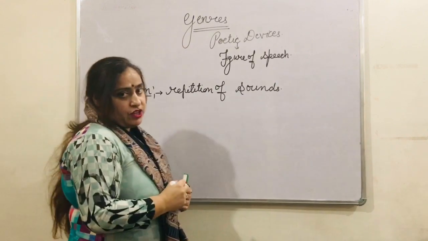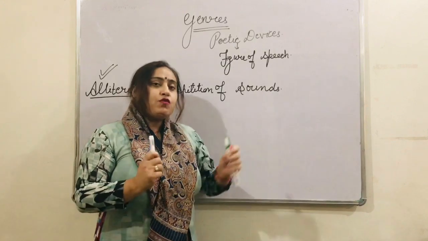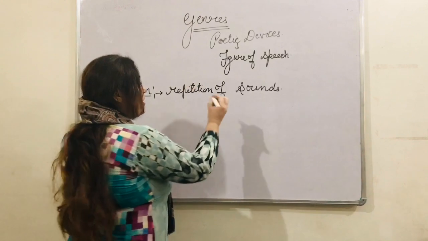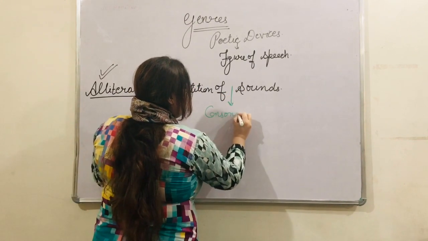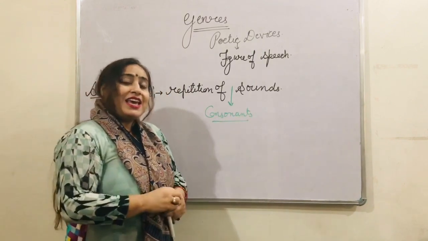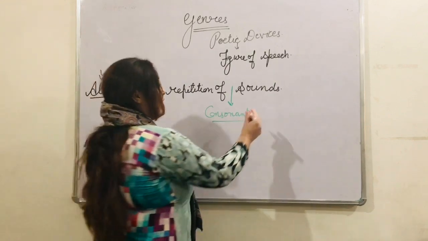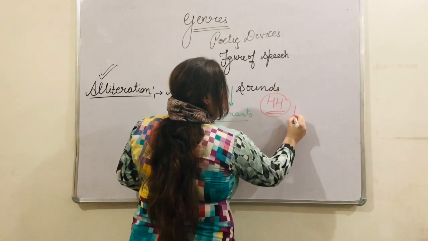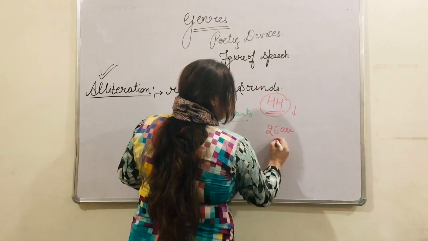What is alliteration? Alliteration is a repetition of sounds. Next question that comes to my mind: which sounds? Alright, repetition of which sounds? Consonants. Alright guys, so the repetition of consonant sounds is called alliteration. We have 44 sounds in the English language, and out of these 44 sounds, 25 are consonants.